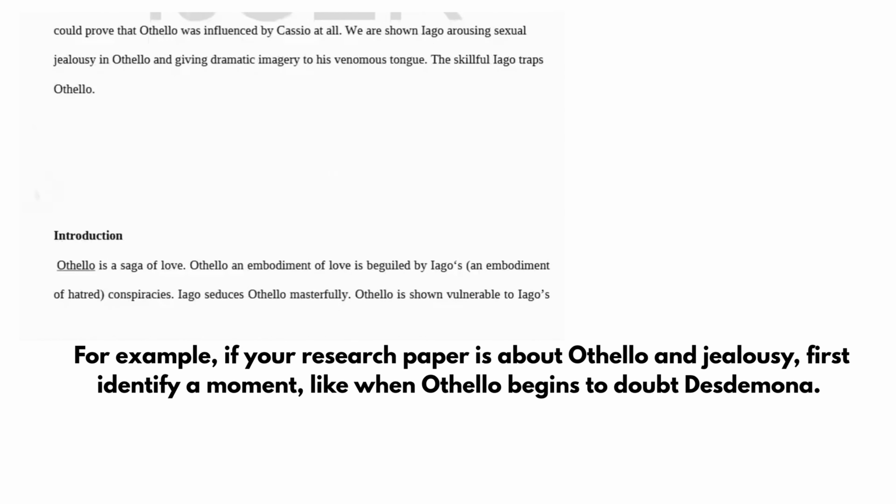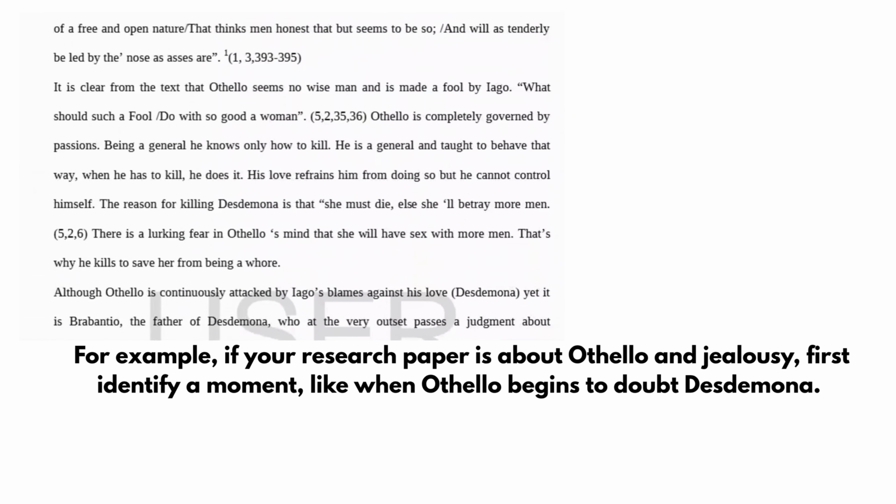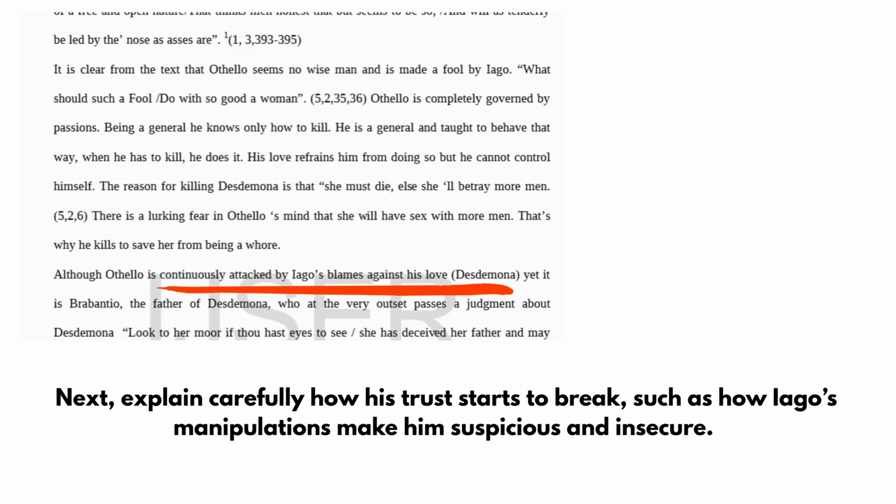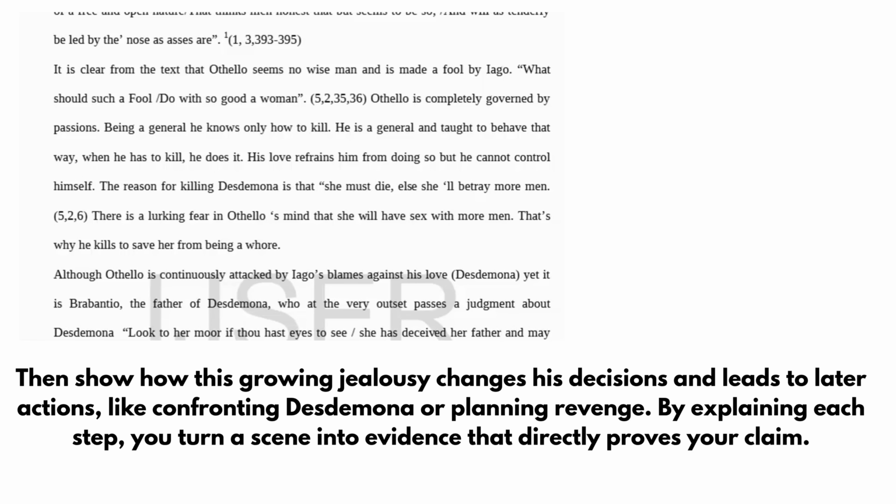For example, if your research paper is about Othello and jealousy, first identify a moment, like when Othello begins to doubt Desdemona. Next, explain carefully how his trust starts to break, such as how Iago's manipulations make him suspicious and insecure. Then show how this growing jealousy changes his decisions and leads to later actions, like confronting Desdemona or planning revenge. By explaining each step, you turn a scene into evidence that directly proves your claim.